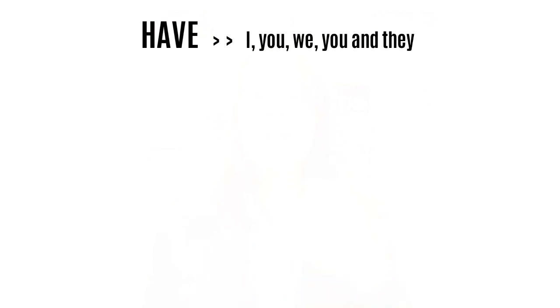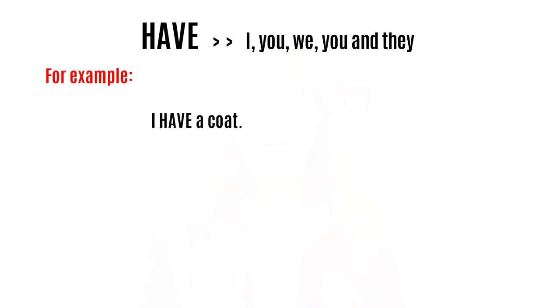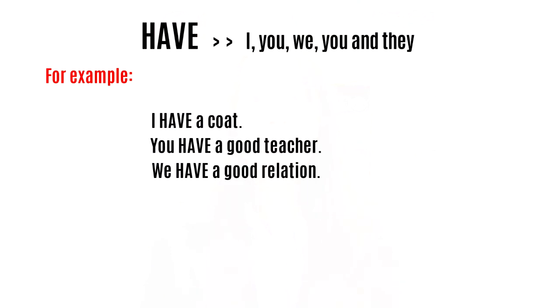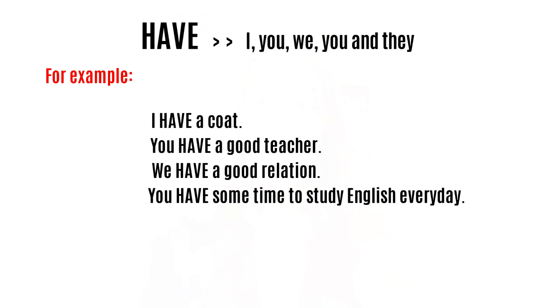And have and has. So, have, we use for the people: I, you, we, you, and they, okay. So, for example, I have a coat, you have a good teacher, and we have a good relation. And for example, you have some time to study English every day. And they, the other people, they have many friends, all right?